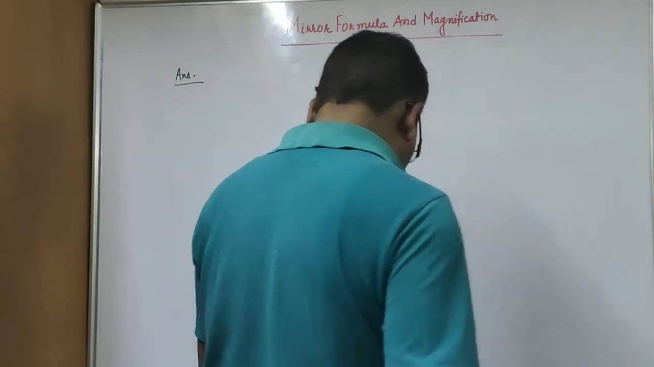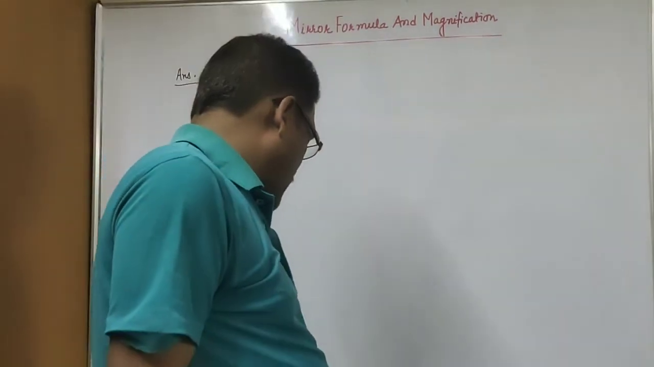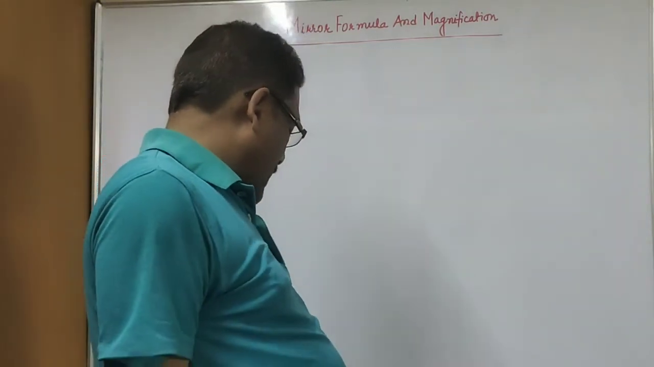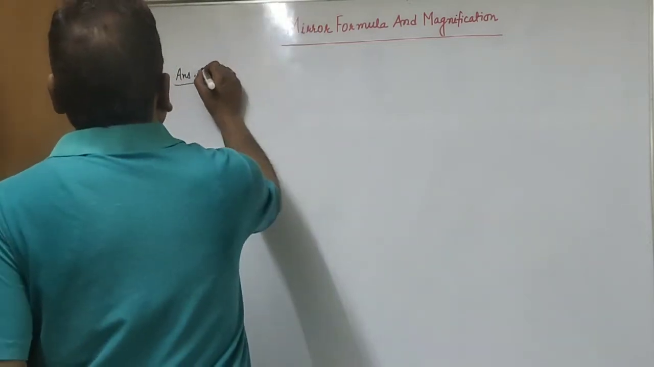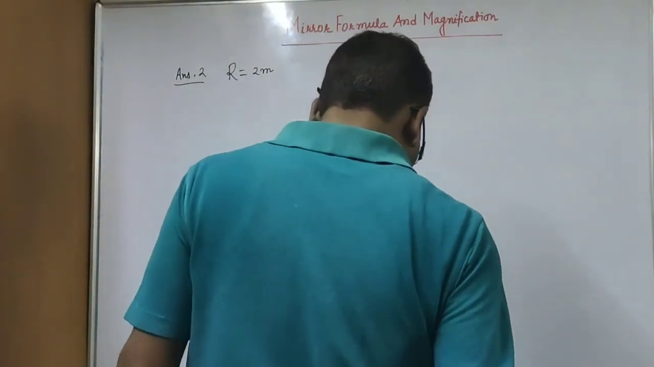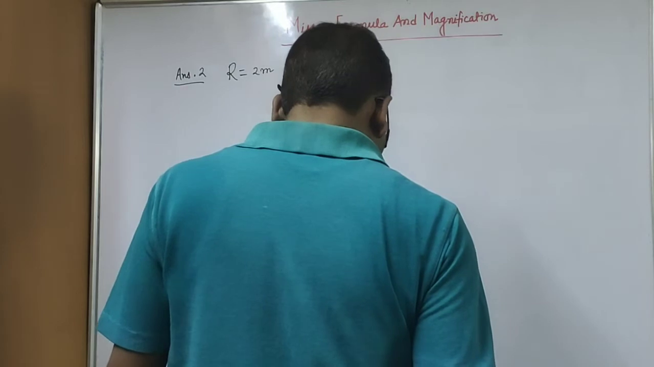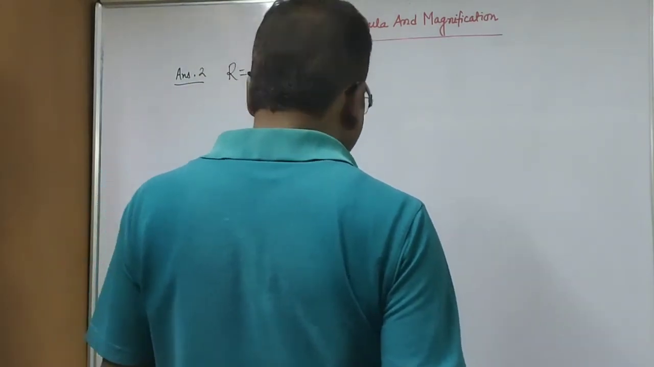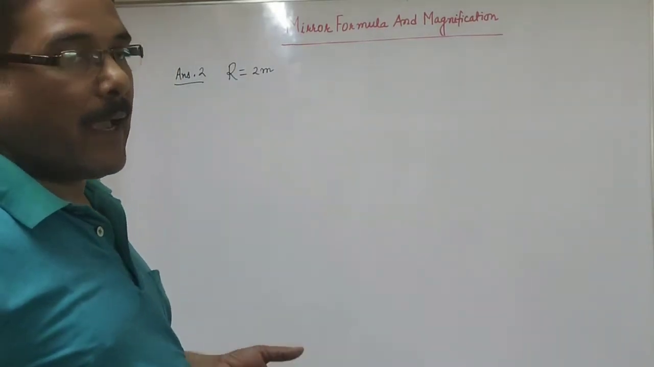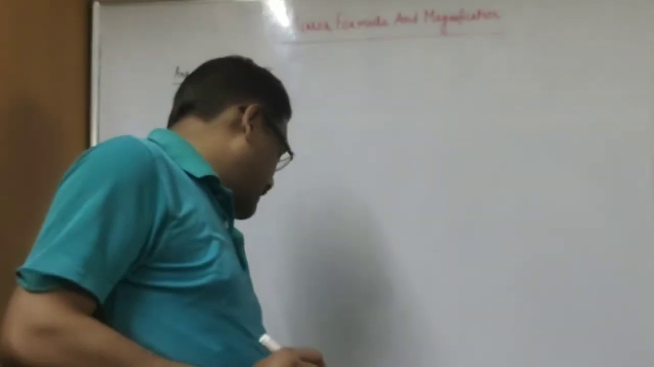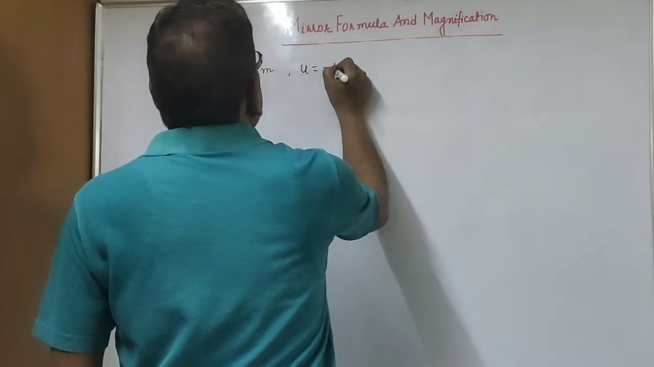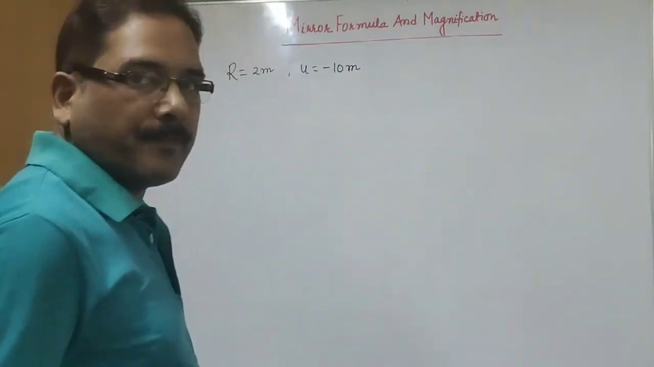A truck uses a convex mirror as a viewfinder whose radius of curvature is 2 meters. So here we have a convex mirror, and radius of curvature of mirror is given 2 meters, and a Maruti car is coming behind the truck at a distance of 10 meters. It means Maruti car is the object and it is 10 meters behind the truck. So object distance is always negative, so it will be minus 10 meters, isn't it?